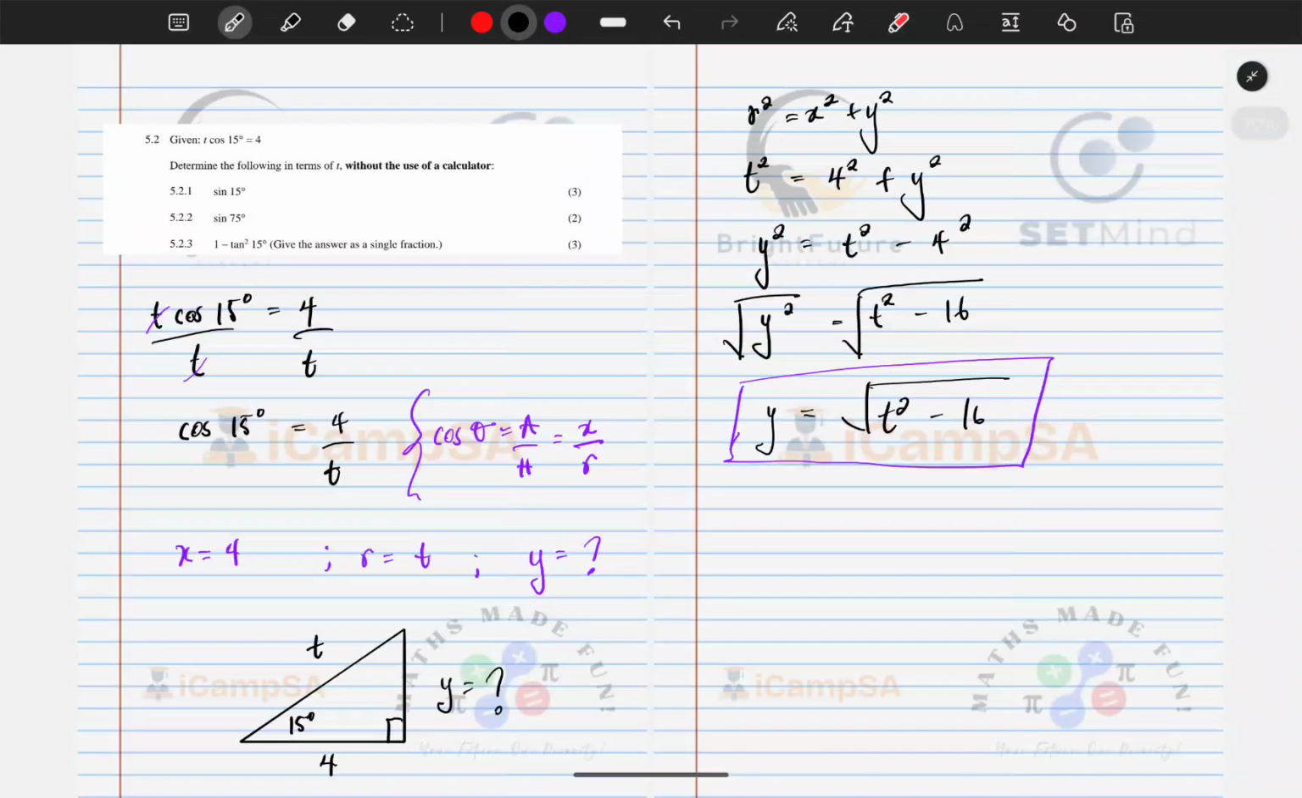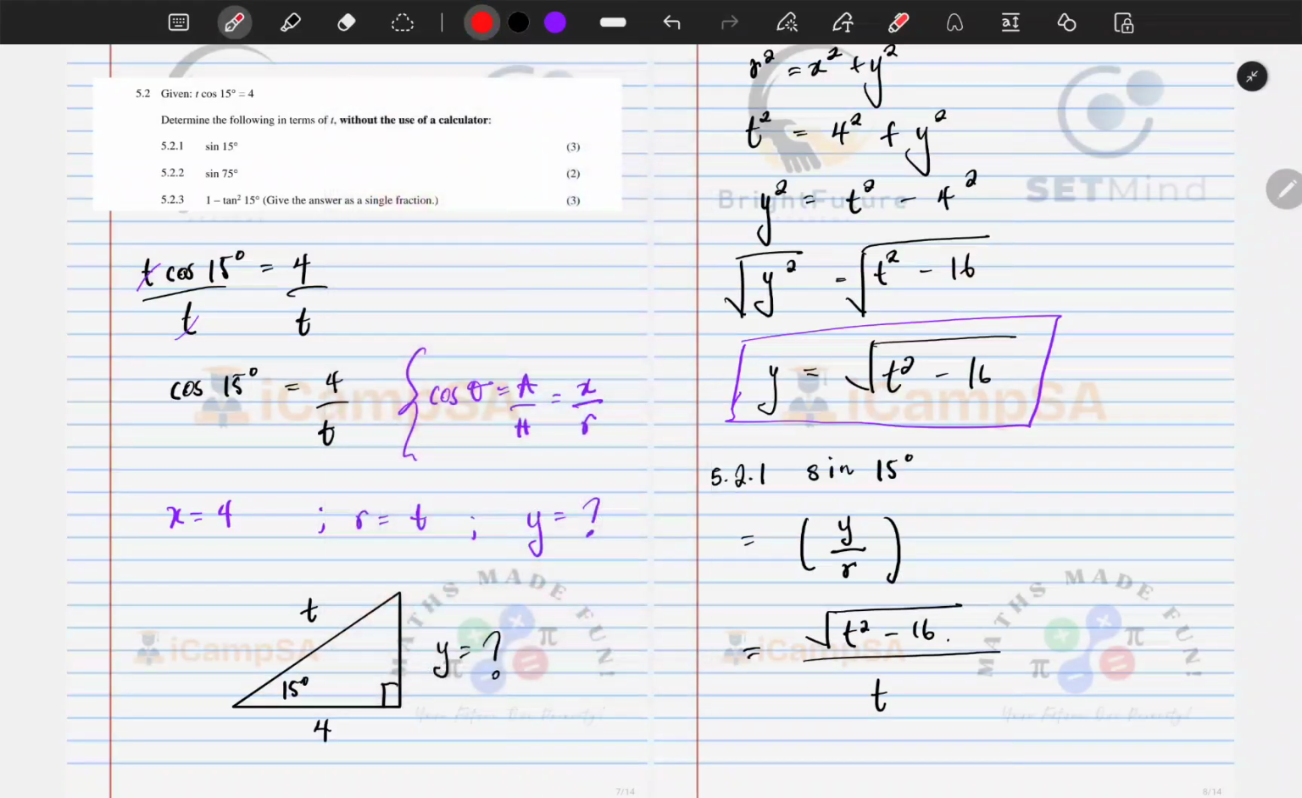Right, so 5.2.1, let's start with 5.2.1. Right, so they want sine of 15 degrees. So what is sine of 15 degrees? So this will be your opposite over hypotenuse, which is just y over r, right? And then your y is going to be root of t squared minus 16 over what is r. R is just t, right? So I'll just stop here. I don't have to do anything else.